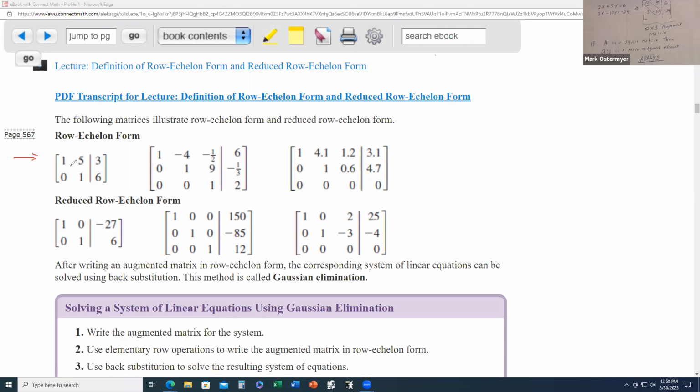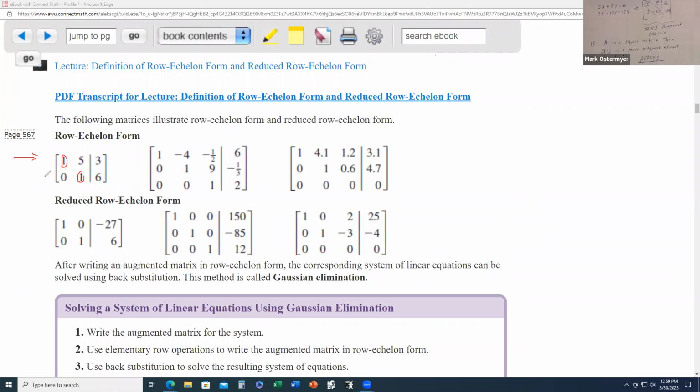We have to hit a 1. Do you agree? The first non-zero entry I hit moving from left to right in my first row is a 1. Moving from left to right in my second row, the first non-zero entry I strike is also a 1. So that requirement is satisfied. Notice this matrix does not have a row consisting of all zeros. If it did, that row would have to be at the bottom. So that requirement is satisfied.